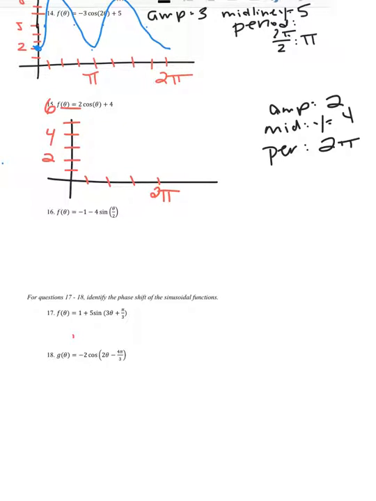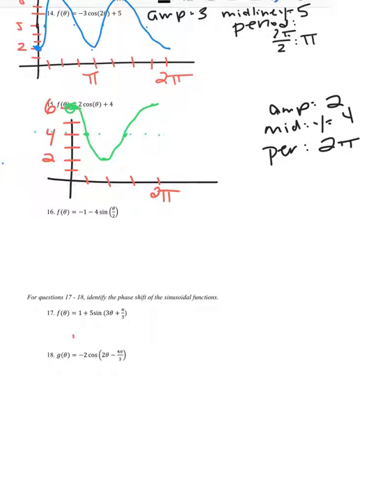So when I actually go to graph this now, this is my midline. I am positive cosine, so I start up here and then come down here and then down. And this is one complete cycle.